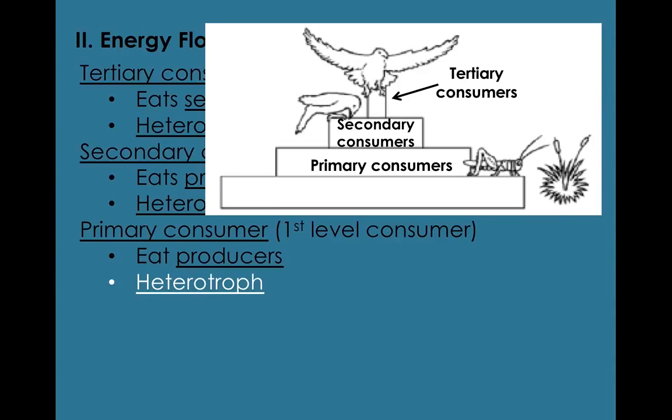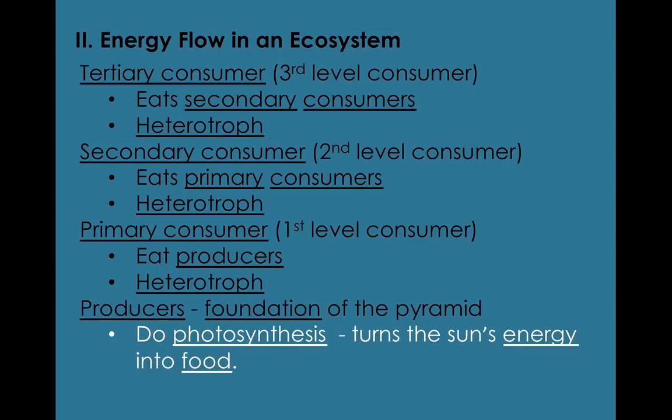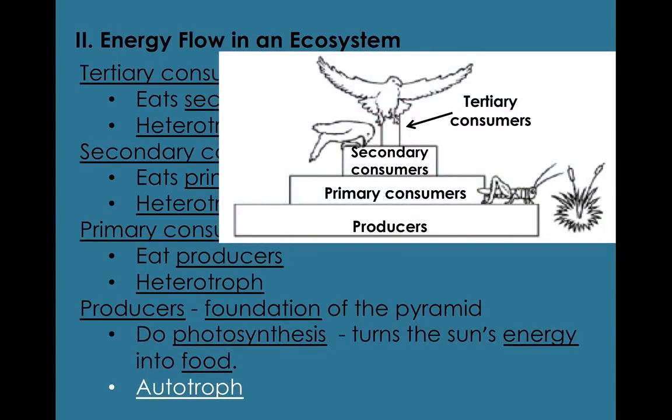All right. Finally, the base of our pyramid, the foundation of it, is the producers. And the producers do photosynthesis. Now, primarily we're talking about plants. There are some other organisms that do photosynthesis, but the bulk of them are plants, and they turn the sun's energy into food for themselves. So, in other words, they provide nutrition for themselves, which means that they are autotrophs. Okay, please go to the pyramid and to that base level and label that as the producers.